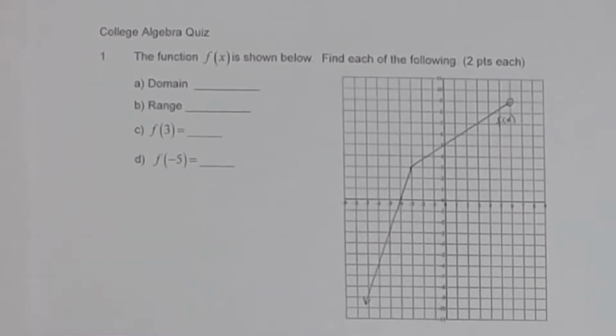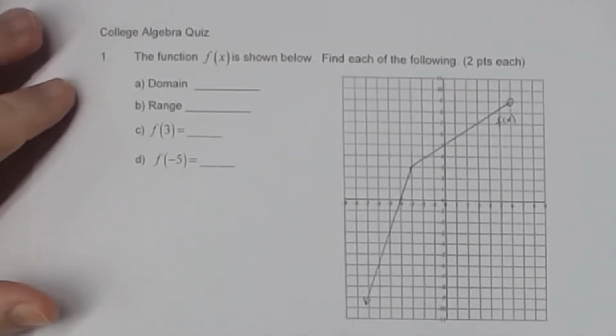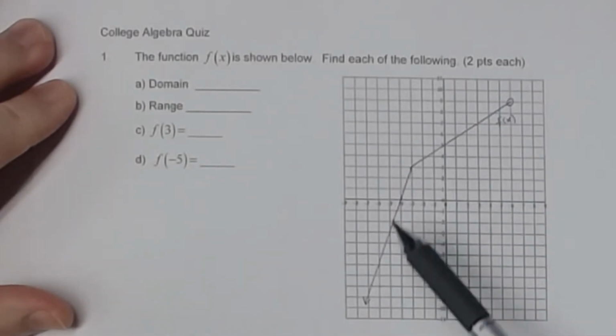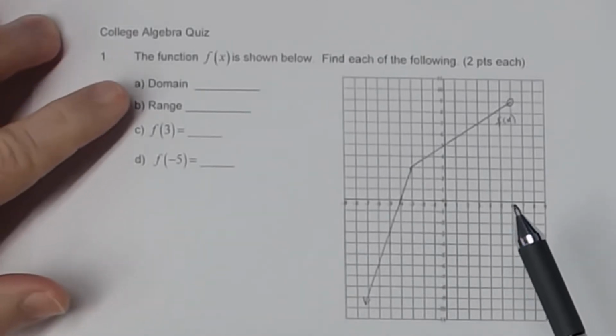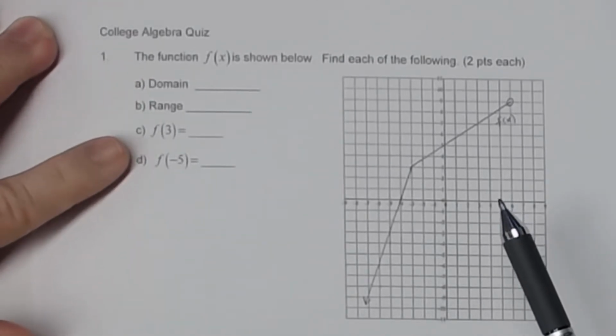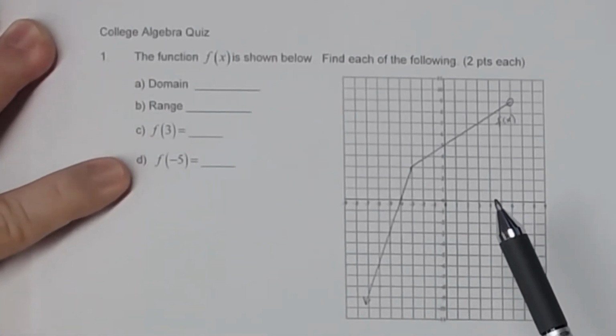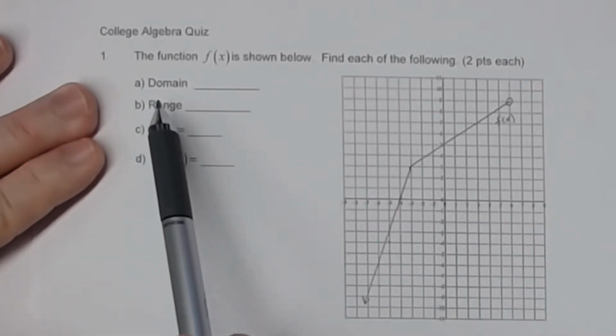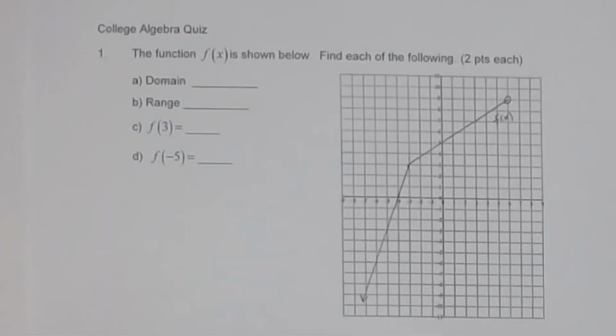All right, this is the key to the quiz that you just took. In number one, you're given the graph of a function, and you're asked to find the domain, range, f of 3, and f of negative 5. All right, so remember the domain is the set of x coordinates.